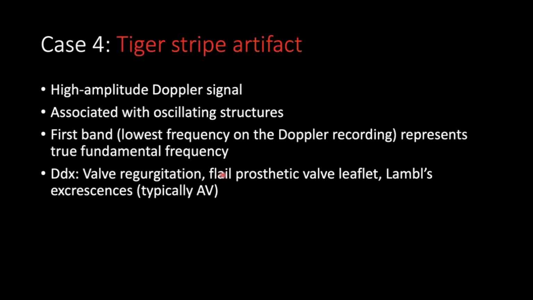It's caused by high amplitude Doppler signals associated with highly oscillating structures. Interestingly, the first band that you see of the tiger stripe, which is the lowest frequency on Doppler imaging, represents the actual fundamental frequency of the lesion. Everything else is the artifact that's caused as a result of the high amplitude oscillation. There is a differential for it. Generally, it can be as a result of significant valve regurgitation, a flailing segment of a valve, or even Lambl's excrescence, which can be seen in the aortic valve most often, but other degenerative strands can also cause it.